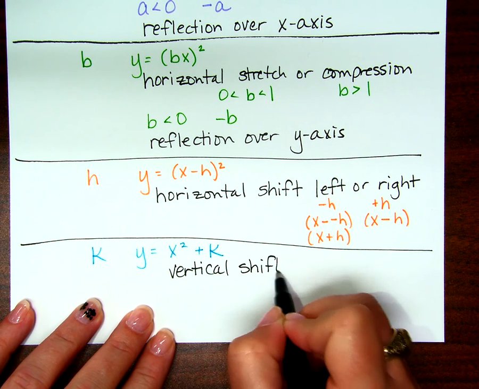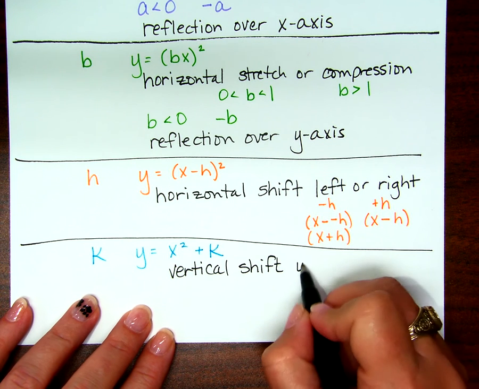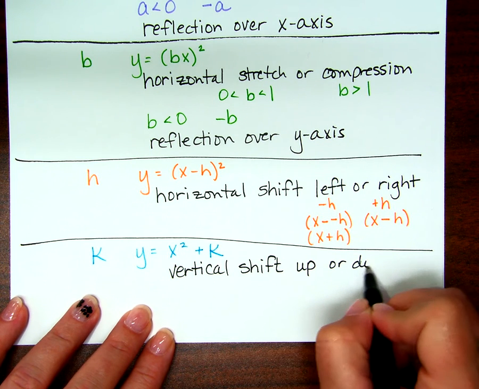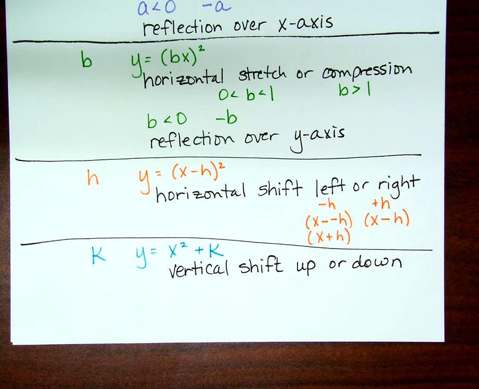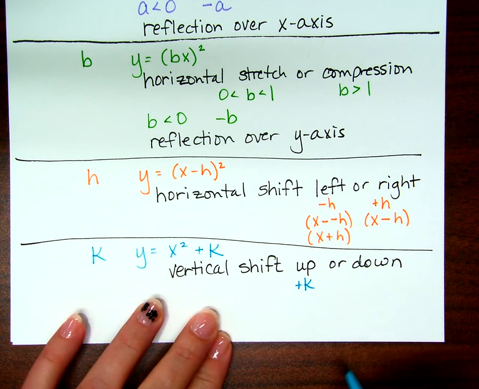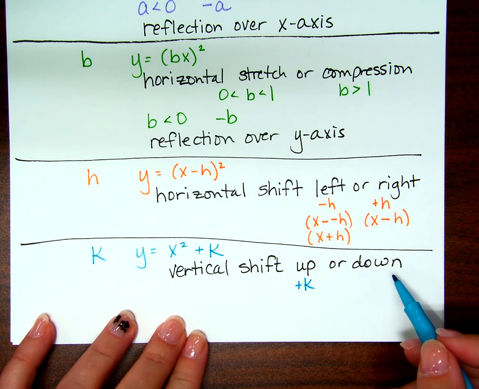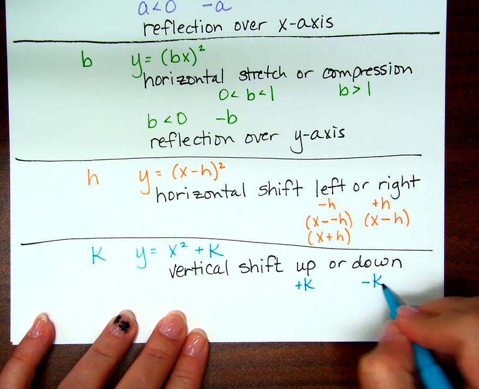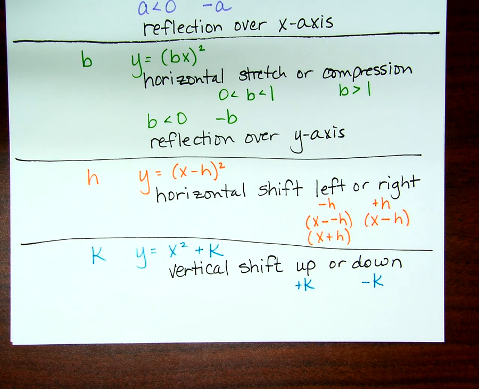It is a shift, remembering your F's. What's going to cause a vertical shift up when K is positive? Positive K. What's going to cause a vertical shift down? A negative K. Questions?